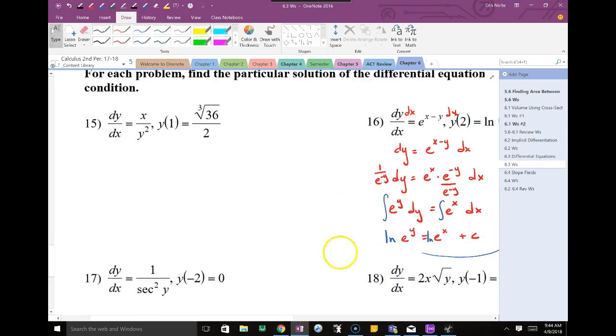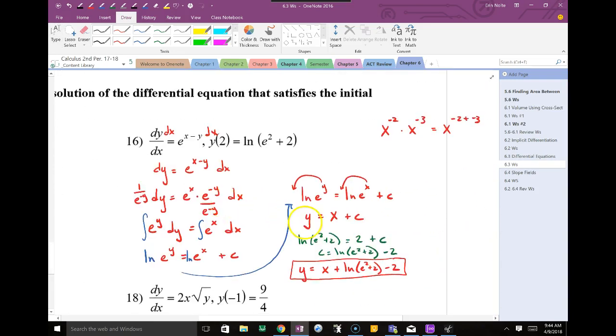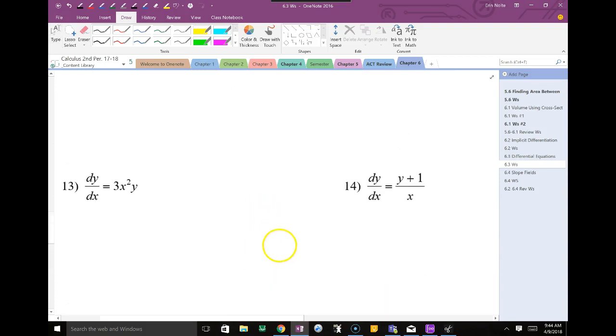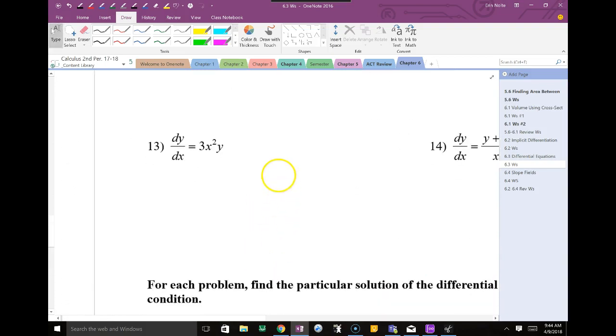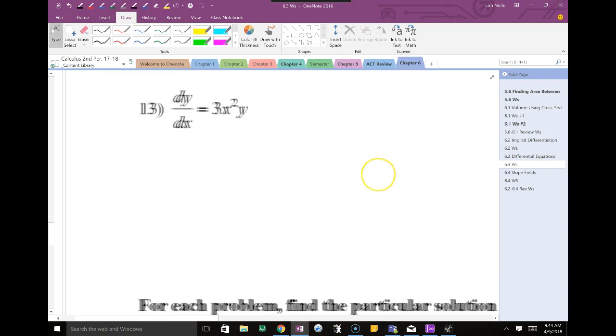Is that the only one like that? Yeah, let's make sure we do all those ones. Oh, okay, 13. 13 is not as gross as that one. This is one you should be able to do, number 13.